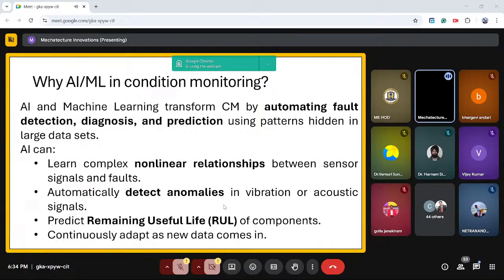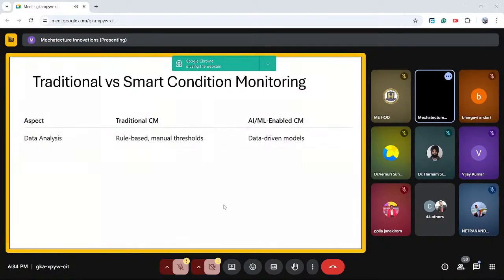So traditionally AI/ML is not utilized. Let's see what the benefit of AI/ML is. Number one: traditional condition monitoring is simple rule-based analysis, but AI/ML is data-driven analysis. I will tell you what rule-based and data-driven mean.